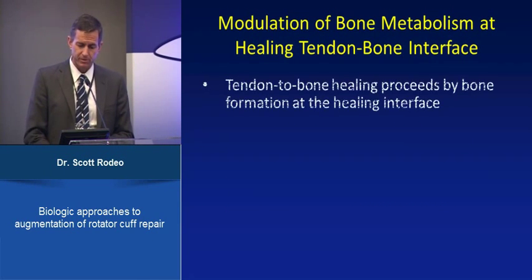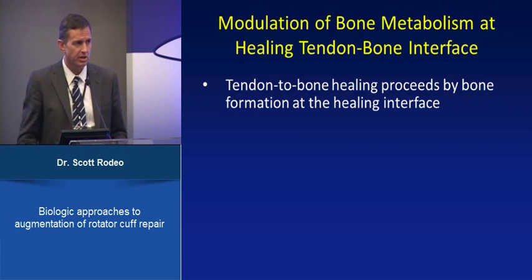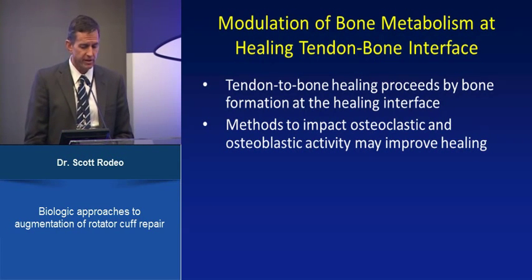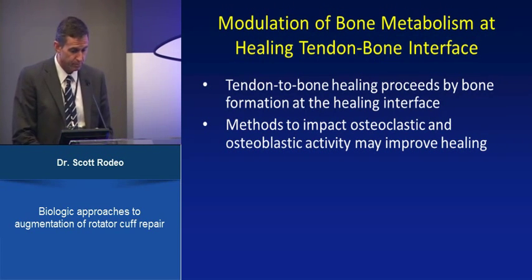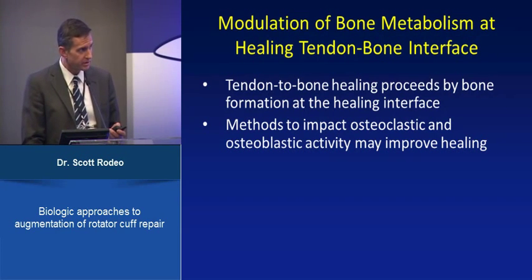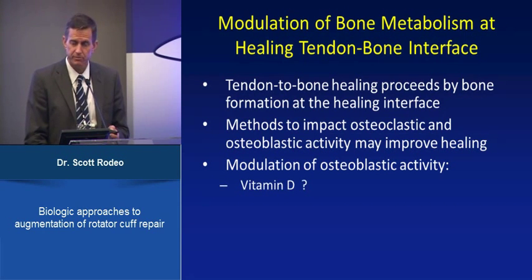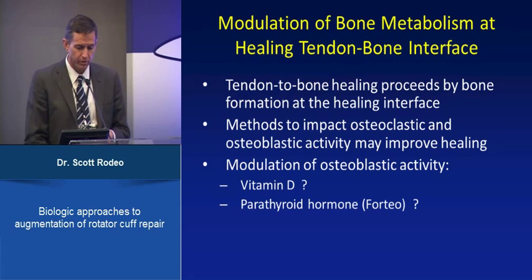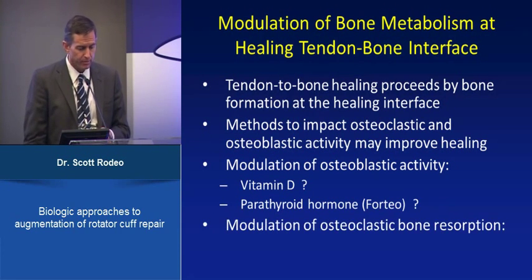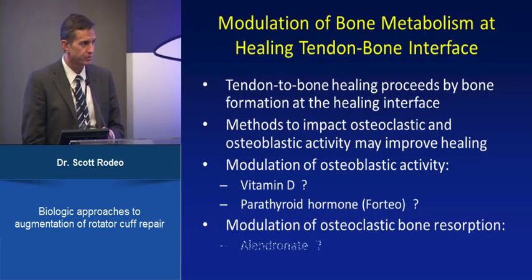What about bone metabolism? We know the tendon-to-bone healing proceeds by bone formation at the healing interface. Essentially, bone grows into the tendon. So maybe methods that can impact either osteoclastic or osteoblastic activity could improve healing. We may modulate osteoblastic activity with drugs that are available today. Vitamin D is something we can think about. Parathyroid hormone, known as Forteo in the U.S., or teriparatide. What about modulating osteoclastic bone resorption with bisphosphonates such as alendronate?